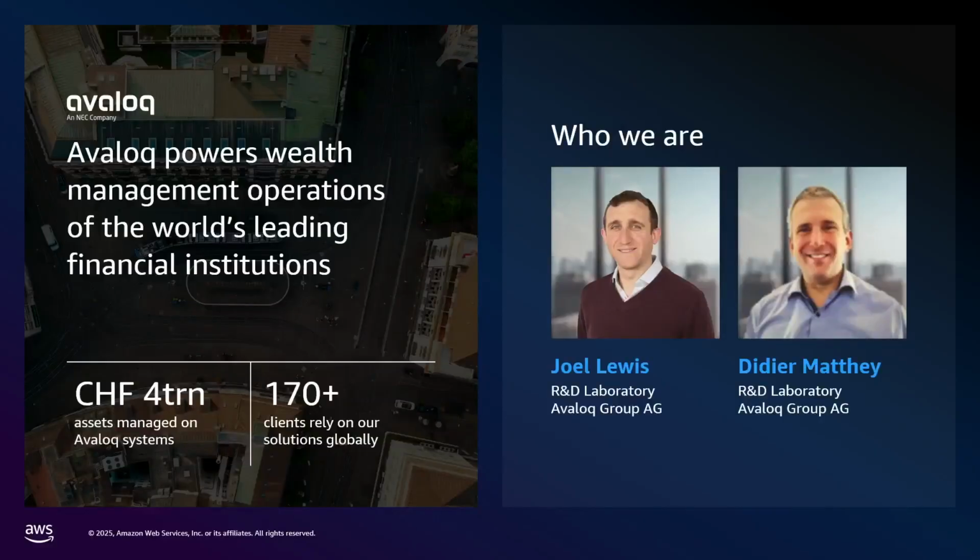My name is Joel Lewis, and I'm here from Avaloq today. For those of you not familiar with Avaloq, we help our clients operate their wealth management operations throughout the globe. The companies we support have a little over 4 trillion Swiss francs of assets globally. So the way we help them is with the full value chain of operations of a bank.